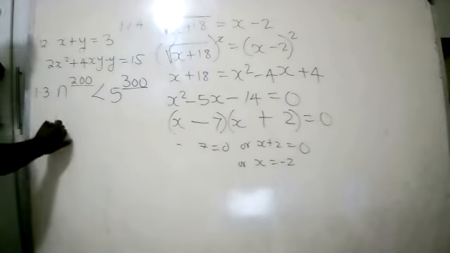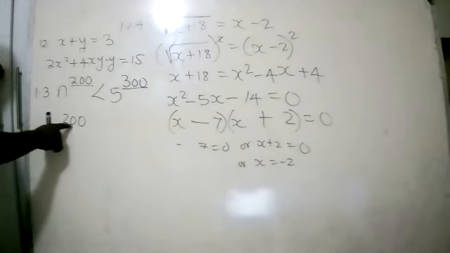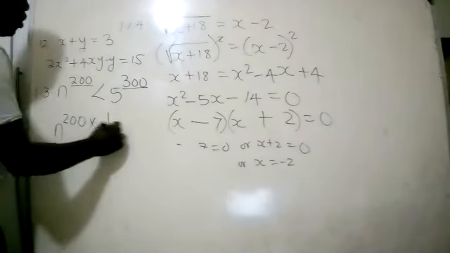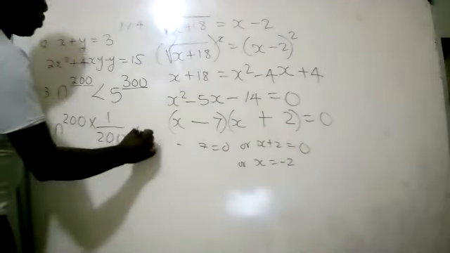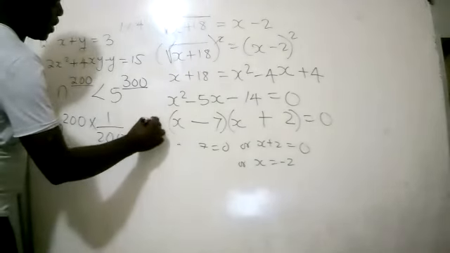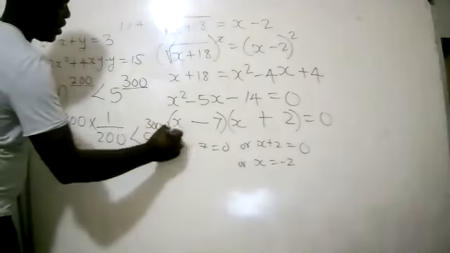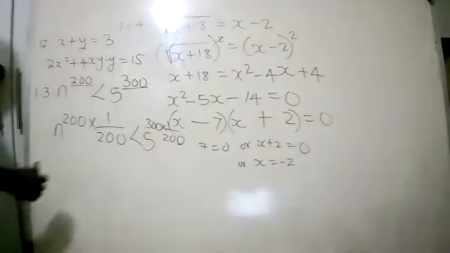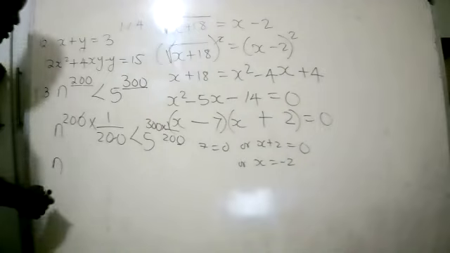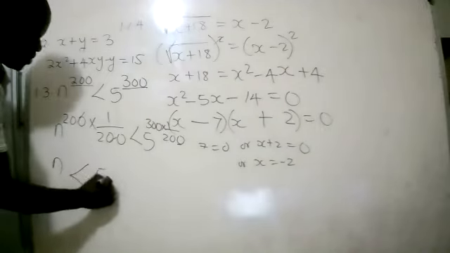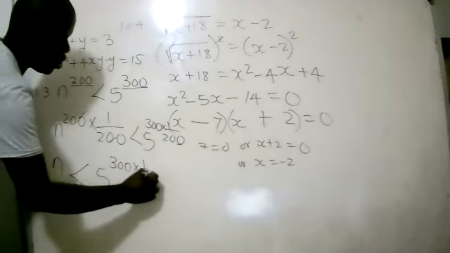We multiply both sides. So it's n to the power 200, and we multiply by 1 over 200 like this. What we do on the left-hand side, we must also do on the right-hand side. On the left-hand side we multiply by 1 over 200, so on the other side we must also multiply by 1 over 200. That will give n, as the 200 and 200 cancel each other. So it's n less than 5 to the power of 300 times 1 over 200.